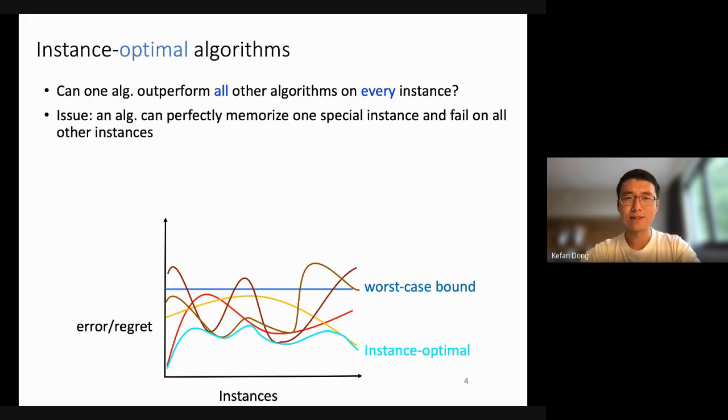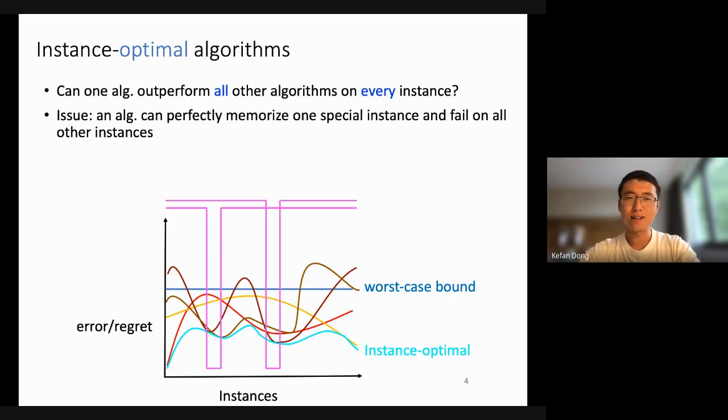However, this is kind of too good to be true on the surface. This is because we can easily design an algorithm that perfectly memorizes one special instance and fails on all other instances. Say you have a bandit problem, and you have an algorithm that takes no samples and just directly commits to one particular action. Then this algorithm will have zero regret on some instances, where the optimal action coincides with the action you commit to. But it will have linear regret on other instances. So the regret bound will look like this.